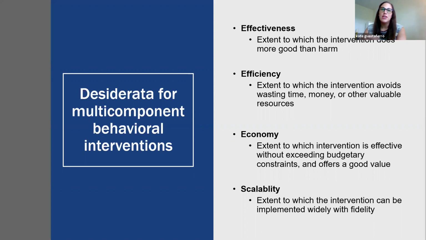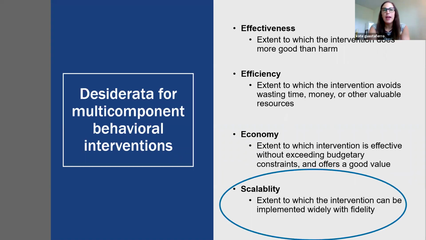which leads to the fourth desiderata, which is scalability. And that's the extent to which the intervention can be implemented widely with fidelity. So we're after all four of these things. And of course, achieving economy might come at the cost of some efficiency and vice versa. But we're after affecting all four of these things with an optimized intervention. And in my opinion, the scalability desiderata is particularly of interest in the setting of this conference.